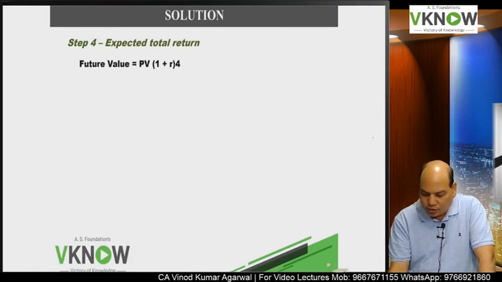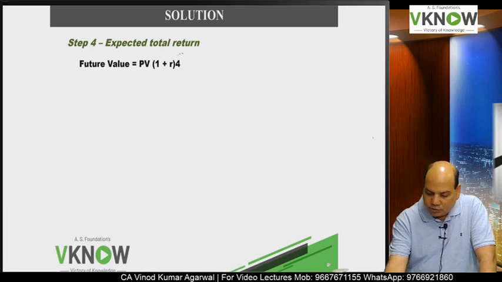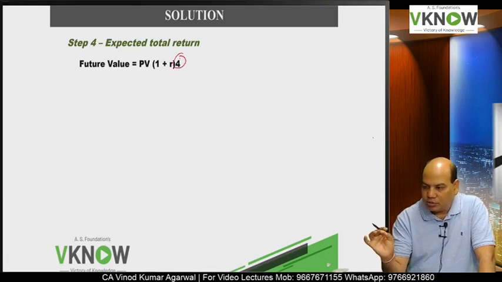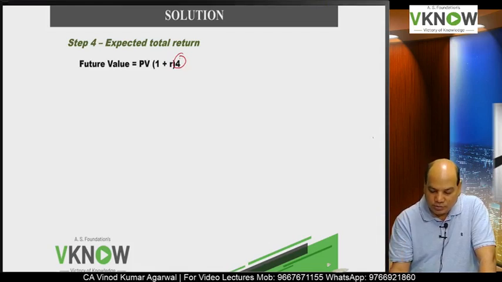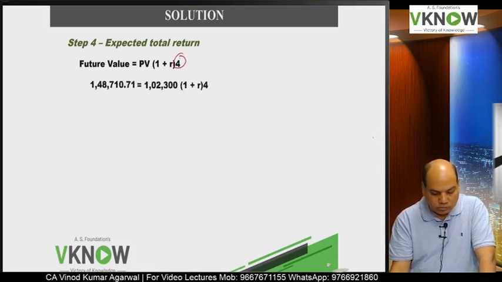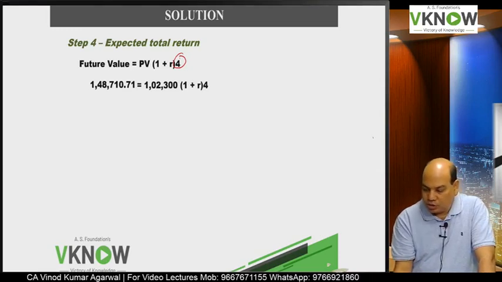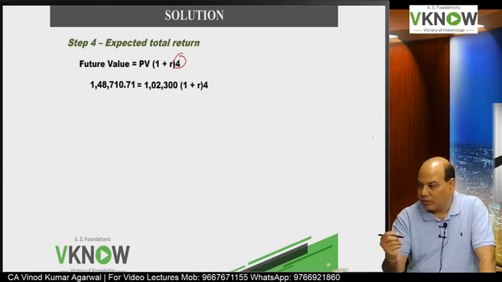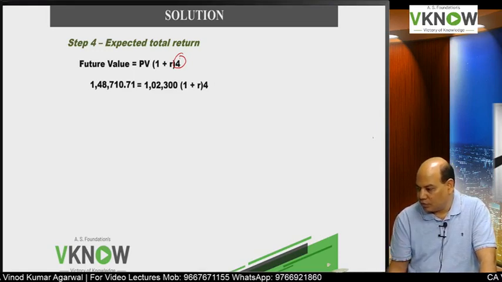I will give you the formula. This time you will solve. And see, the power is 4. With the power being 4, you have to take the square root 2 times. So future value is equal to present value into (1 plus r) to the power 4.